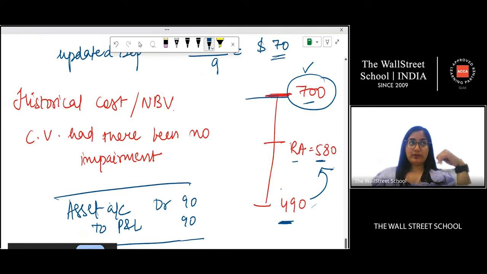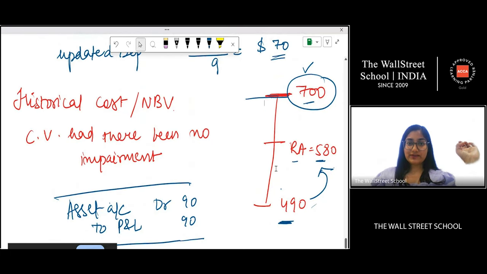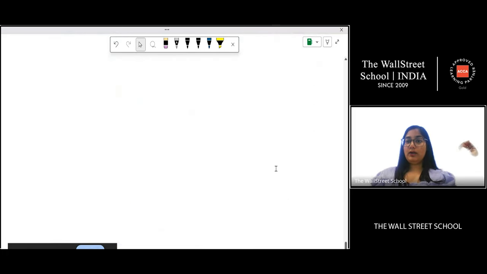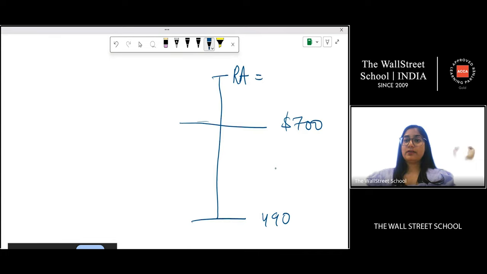Abhi main wahi example dene wali. Yahan tak clear hai? Online students, can you give me a confirmation if it is clear up till here? Yes, ma'am. Okay. Now let's take an example that we are standing at 490 and your limit is how much? $700. Up till here it is clear? Let's say your recoverable amount is $800. In that case, what do you think? Can we reverse the impairment?